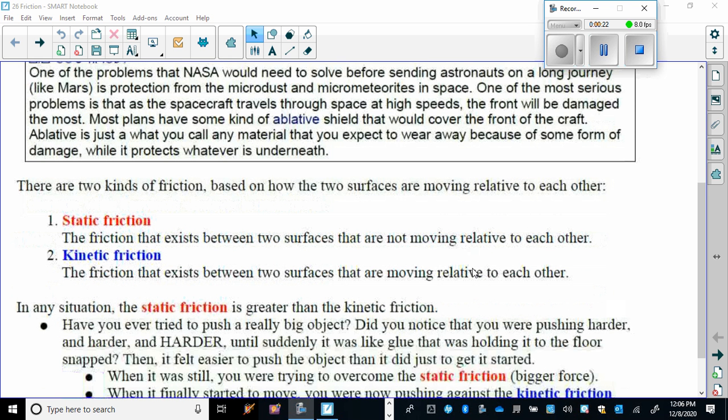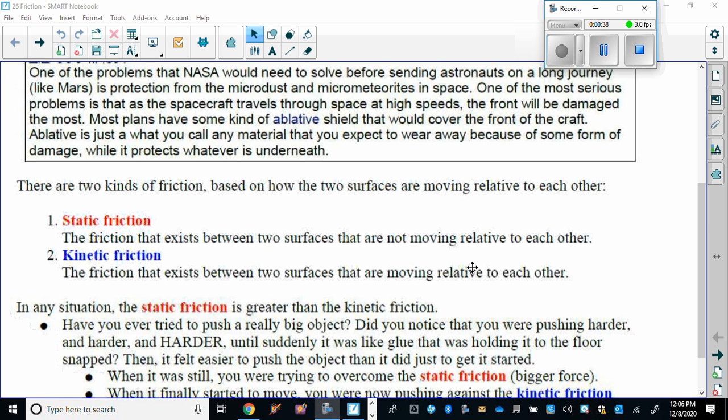We have two kinds of friction: static friction and kinetic friction. Static friction is the friction that exists between two surfaces that are not moving relative to each other. And kinetic friction is the friction that exists between two surfaces that are moving relative to each other.